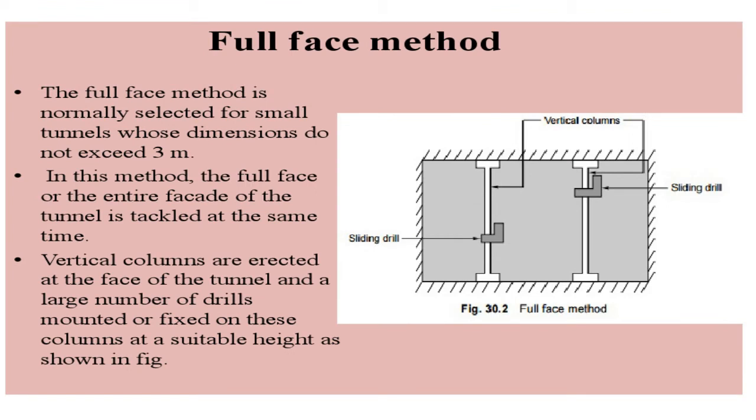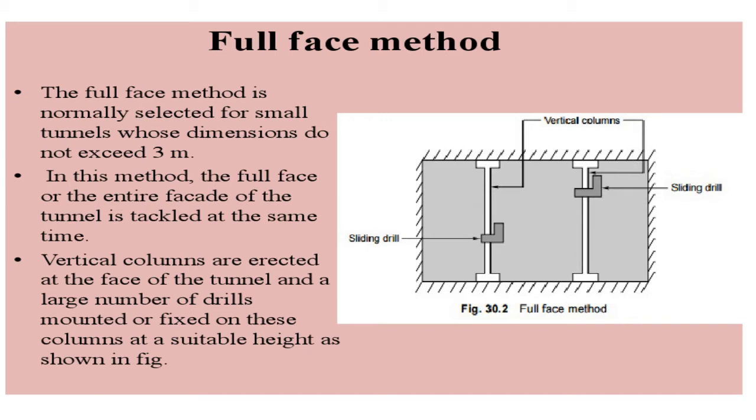Usually in the full phase method, small tunnels are selected, and small tunnels means the total tunnel dimension will be like 3 meters. The dimension should not exceed 3 meters, and in this method, the full phase or the entire face of the tunnel is tackled at the same time. That means excavation work continues from the front portion of the tunnel. It is not like a certain portion is excavated and then the rest of the excavation is done. Here the full cross-sectional face itself is dealt with at the same time.